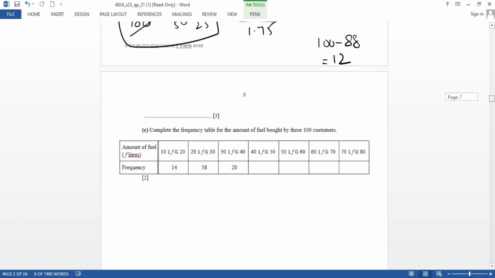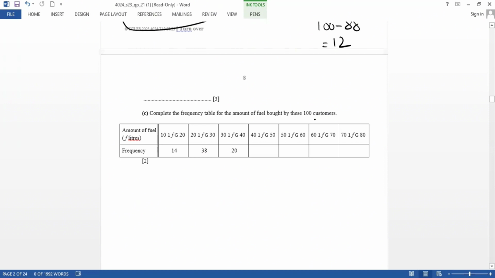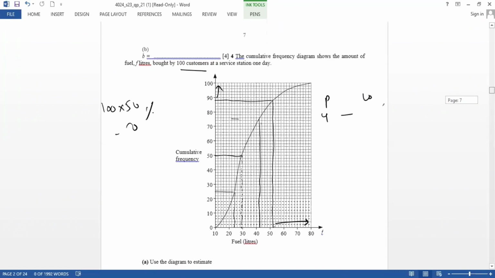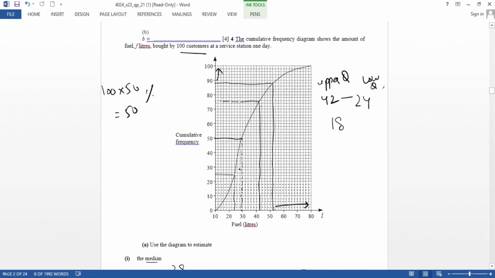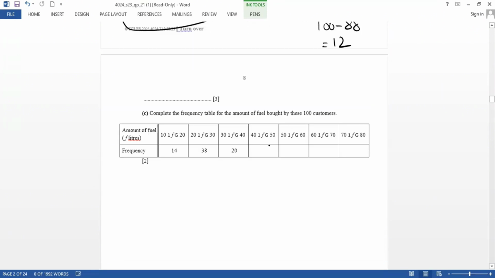Complete the frequency table for the amount of fuel bought by these 100 customers. At 10 to 20, we have 14. 20 to 30, we have 38. 30 to 40, we have 20. 40 to 50, at 50 we have 28, and at 40 we'll calculate the difference, which is 14. At 50 to 60, we have 8. From 60 to 70, we have 4. And at 70 to 80, we have 2.